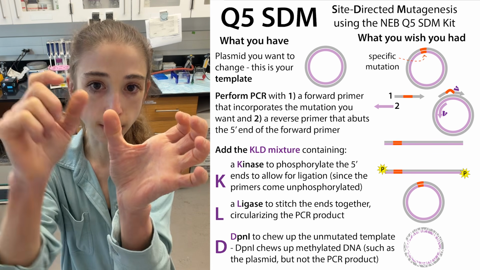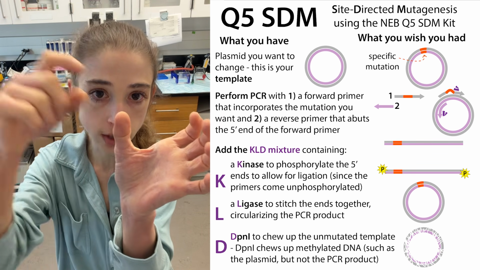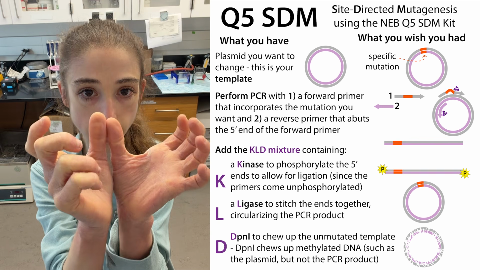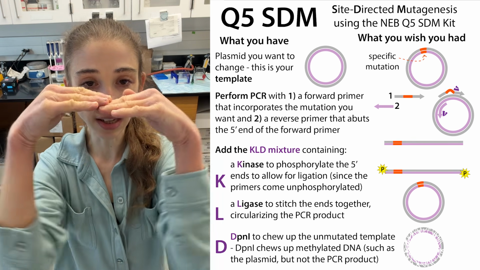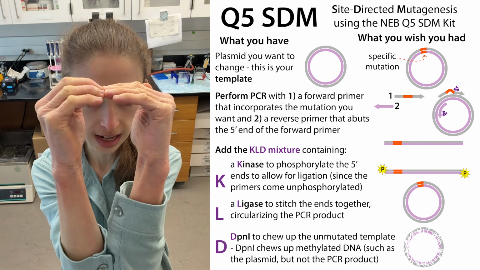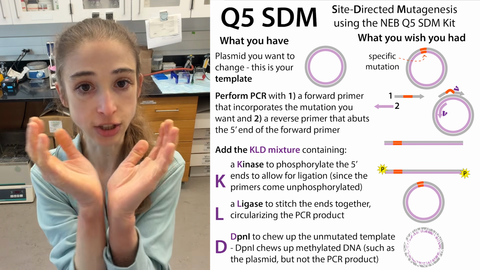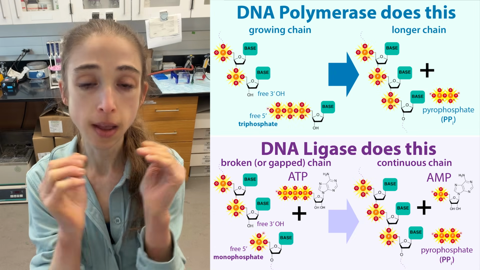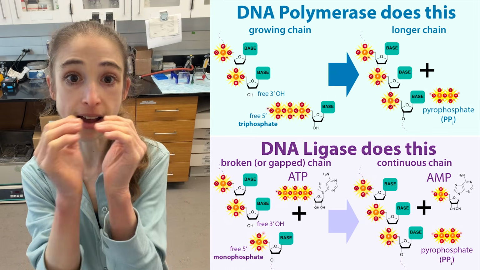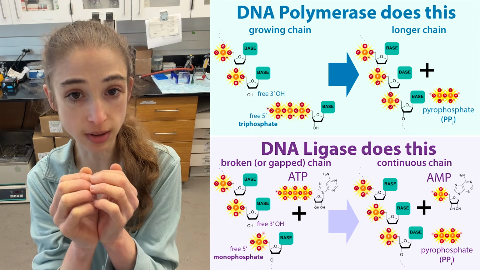And so we have the primer that's going to have the mutation. We build off that and we go all the way around, and we get this linear piece that we want to now join together. And there is an enzyme called DNA ligase that can actually stitch the ends together. But DNA ligase needs to have phosphorylated ends in order to do this.